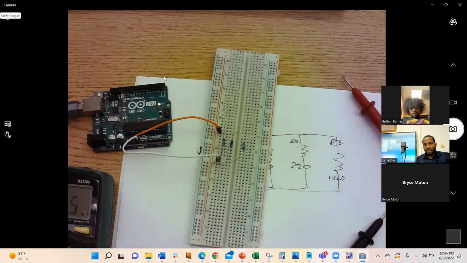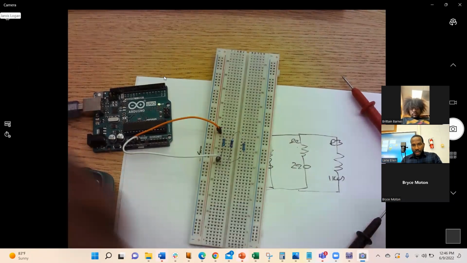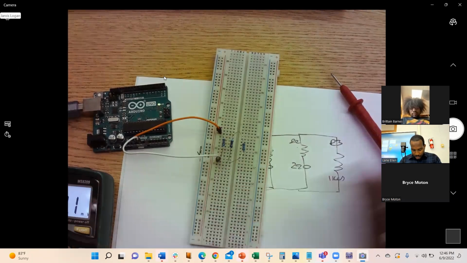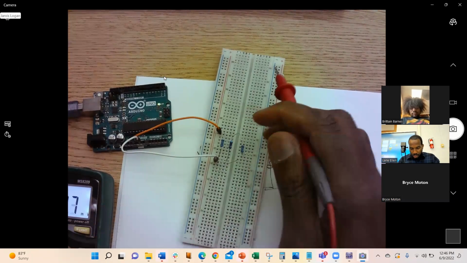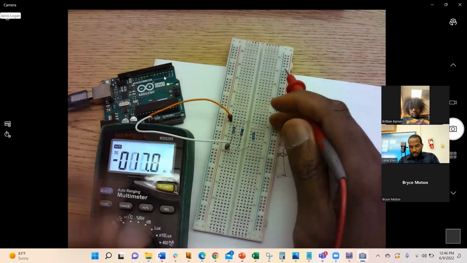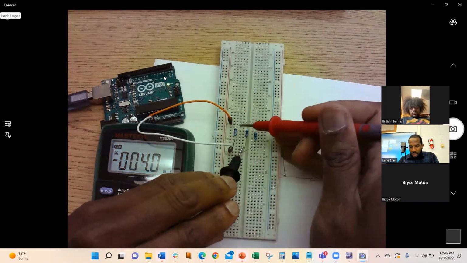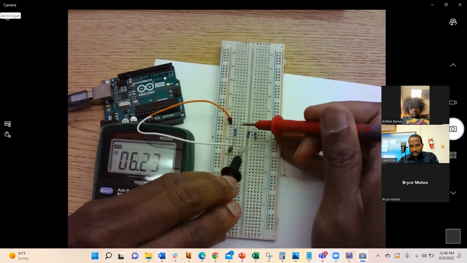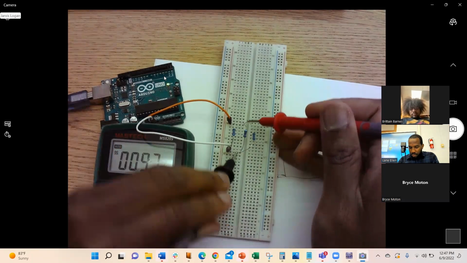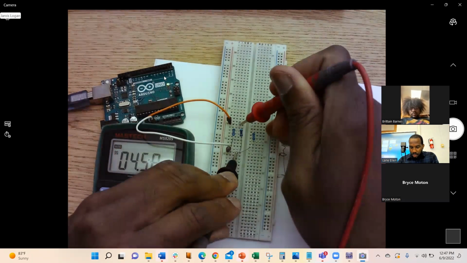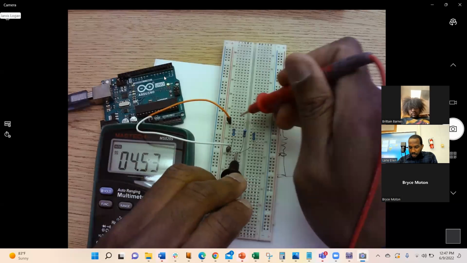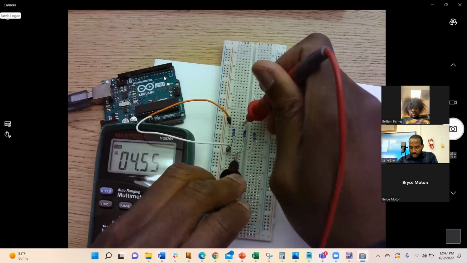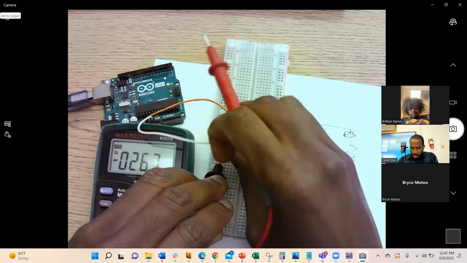All right, great. So we're going to measure the voltage coming in here, and of course, it's going to be about 5 volts. So if you look at the screen of the meter, you will see that the voltage is the same for all the components. It's about 5 volts for this one, and for that one as well. For that one, the voltage is about the same.